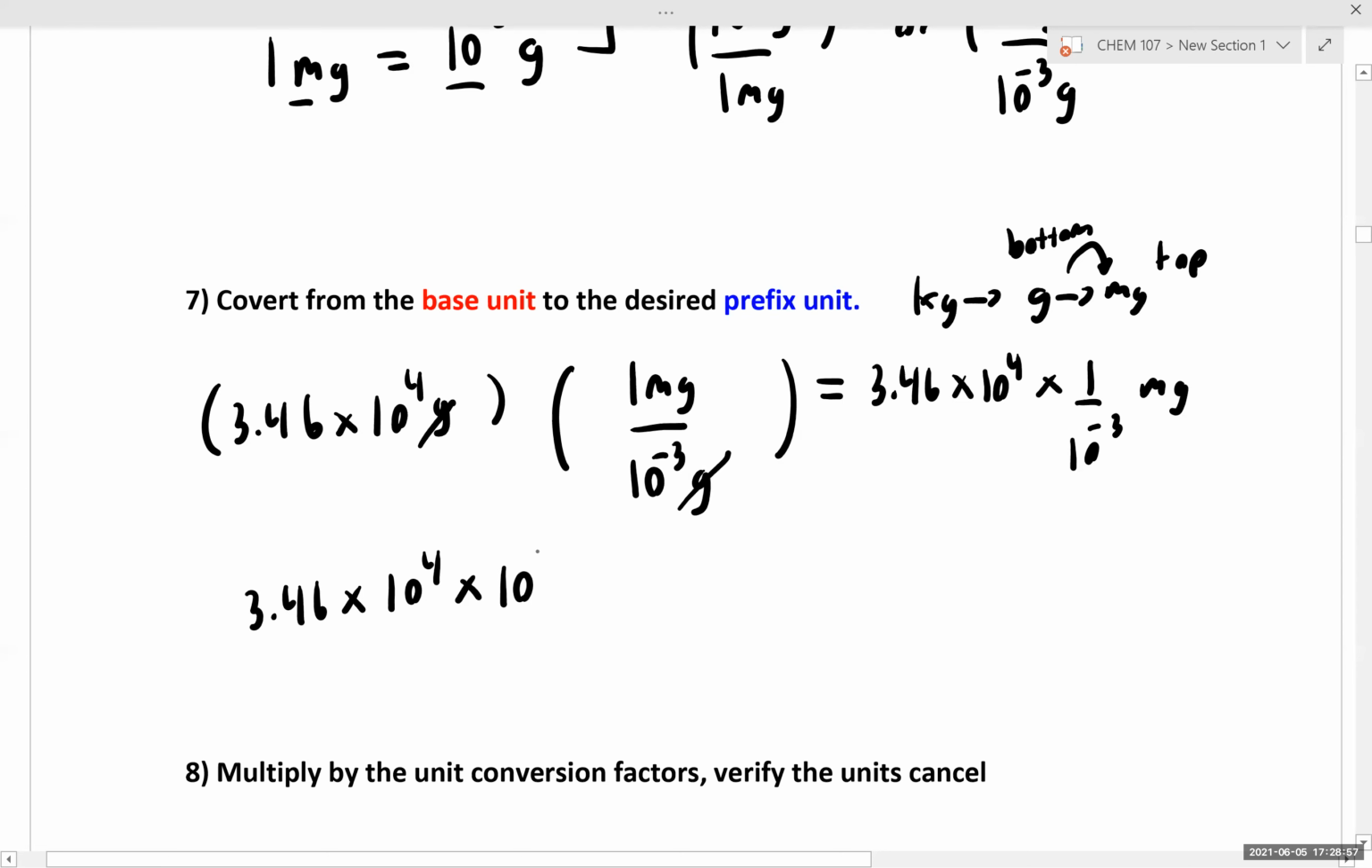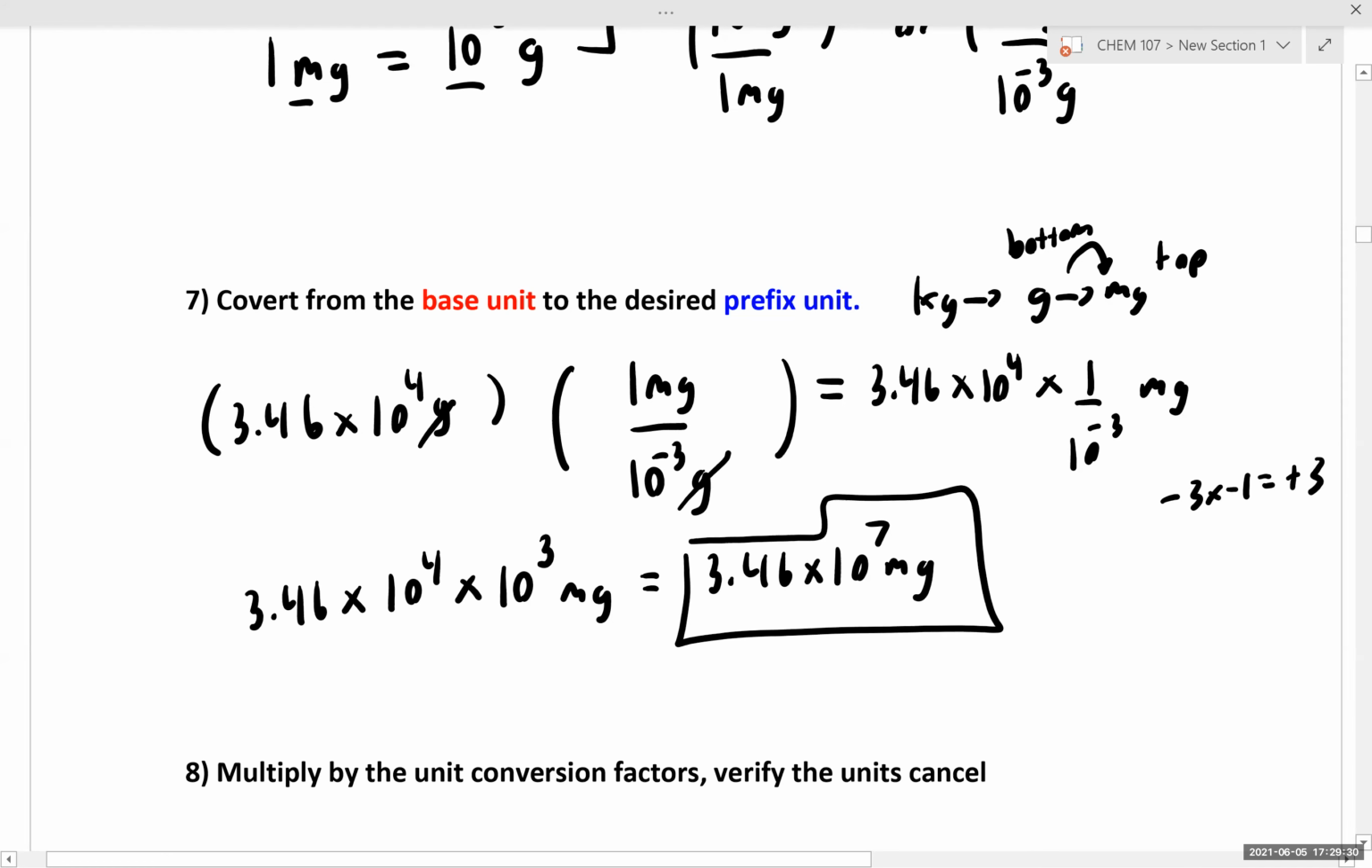this division operation as a multiplication operation. Dividing by a power of 10 is the same as multiplying by the negative power of 10, and negative 3 times negative 1 is positive 3. So then we can just add our exponents together. So 3.46 times 10 to the 4th times 10 to the 3rd milligrams turns into 3.46 times 10 to the 7th milligrams.